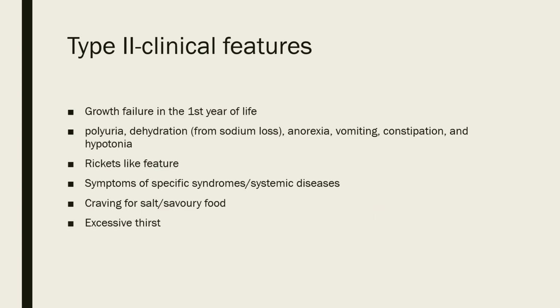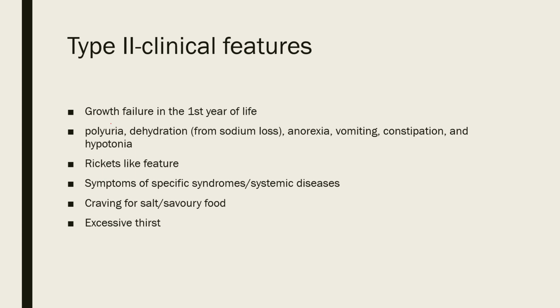What are the clinical features? See, clinical features are very similar for both proximal and distal RTA except a few. The common features are growth failure. Why does growth failure happen? Because of multiple reasons. The child is going to have loss of nutrients, loss of electrolytes. Child is going to have defective bone growth because of acidosis. All of this will lead to growth failure.